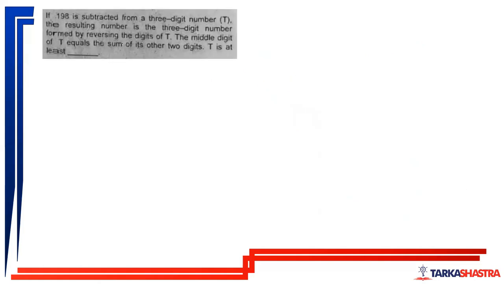Next, if 198 is subtracted from a 3-digit number t, the resulting number is a 3-digit number formed by reversing the digits of t. So we subtract 198 from t and we get another number t dash, which is the reverse of that number. Let us say the 3-digit number is xyz, minus 198, will be equal to zyx. The middle digit of t is equal to the sum of its other two digits.